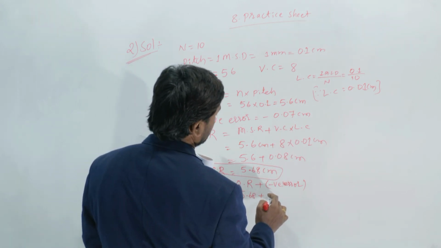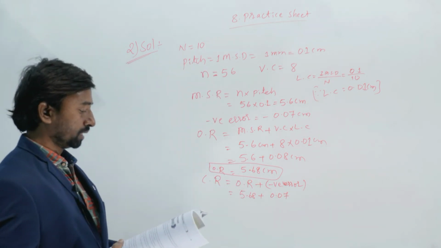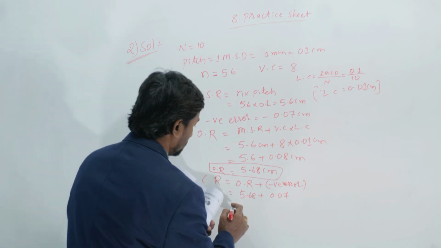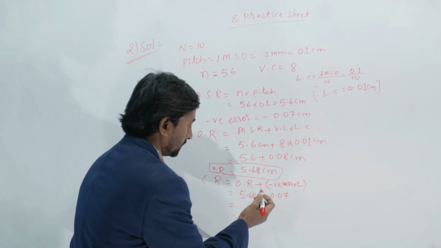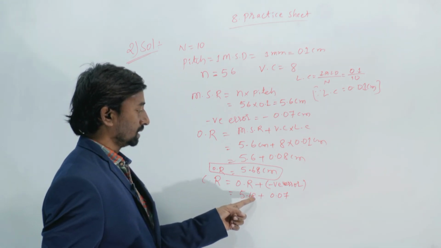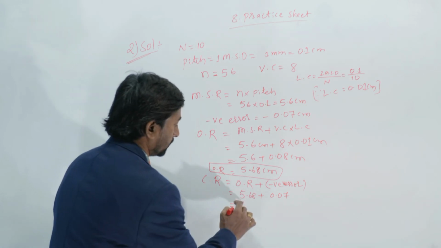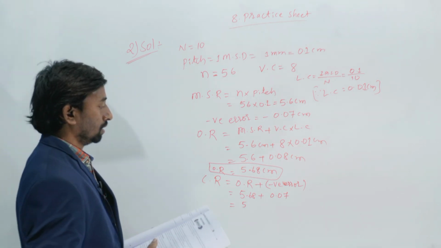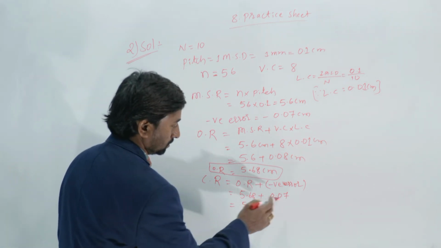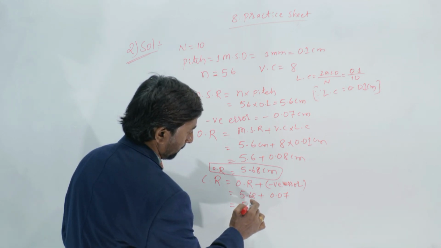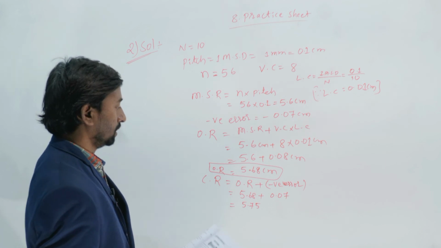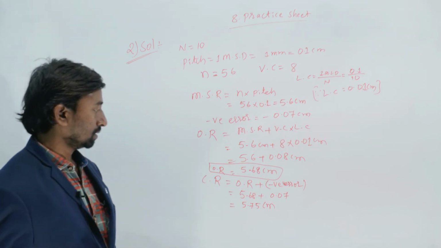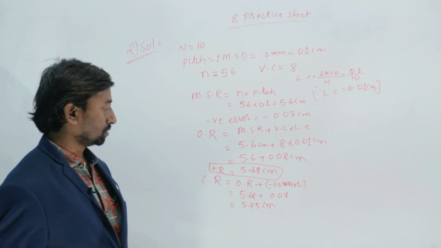Yeah, plus 0.07. Now we add them. We will get here 5.68 plus 0.07. So we will get there 5.75 centimeters. So 8 plus 7 will get there 15. So it will become 7. 6 plus 1, 7. So 5.75 will be there.